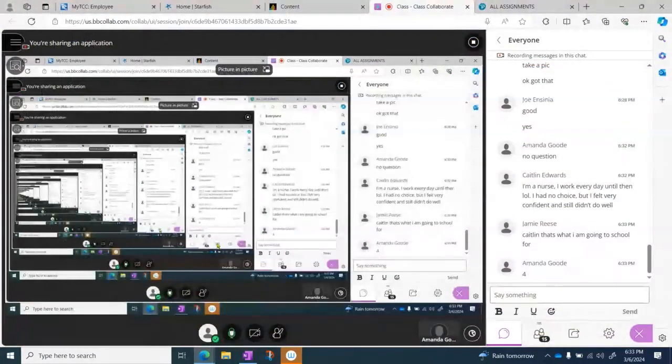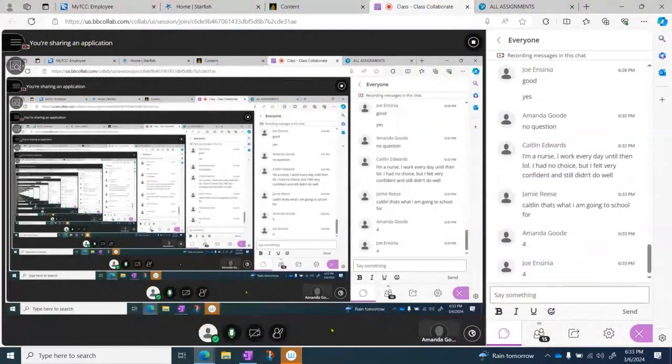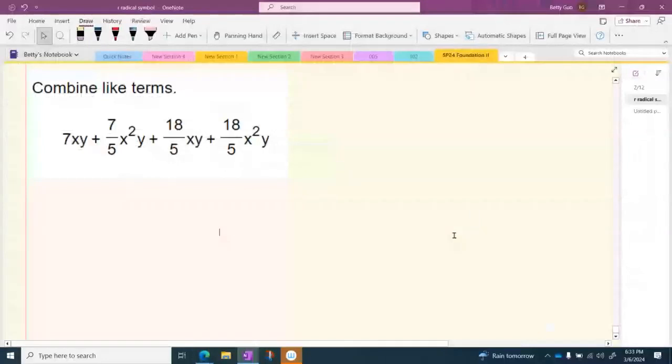Awesome. Thank you, Amanda. Exactly. Thank you, Jill. It's easy to tell. Terms is just a part separated by plus and minus. Yeah, minus is separated by plus in this case, right?